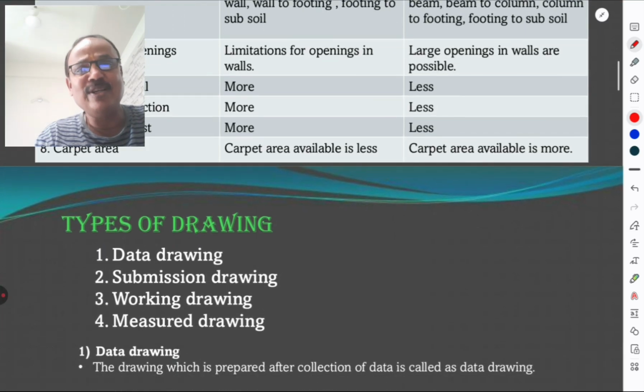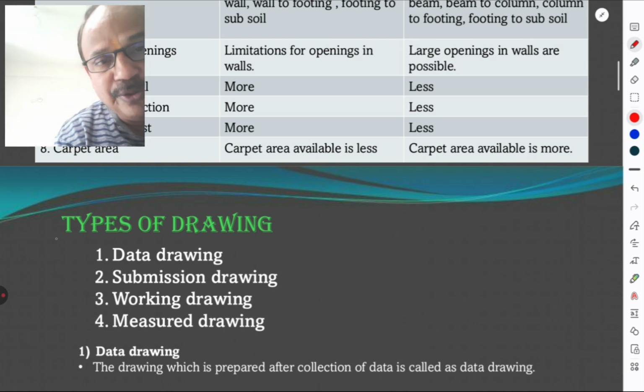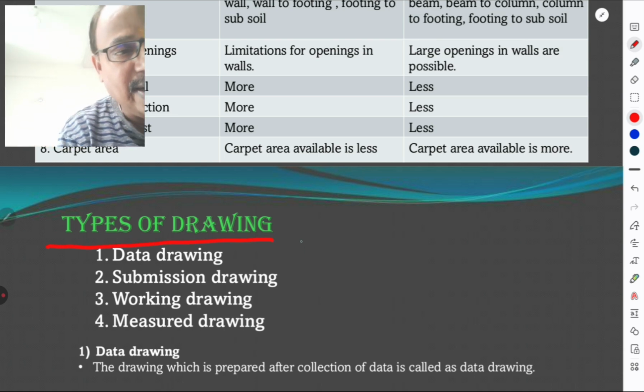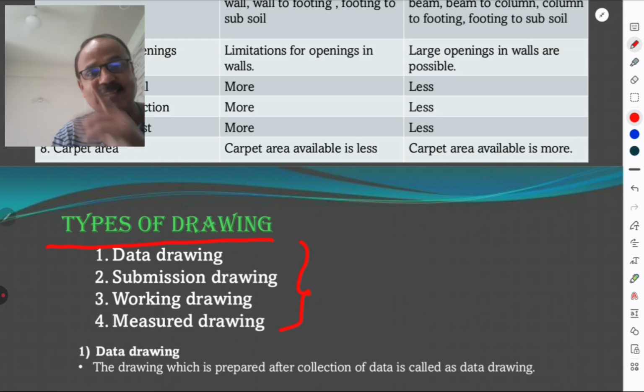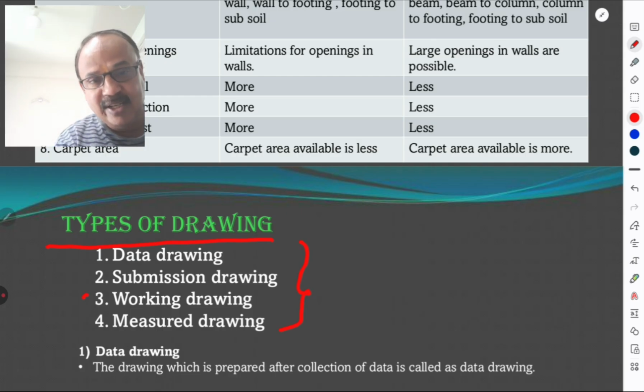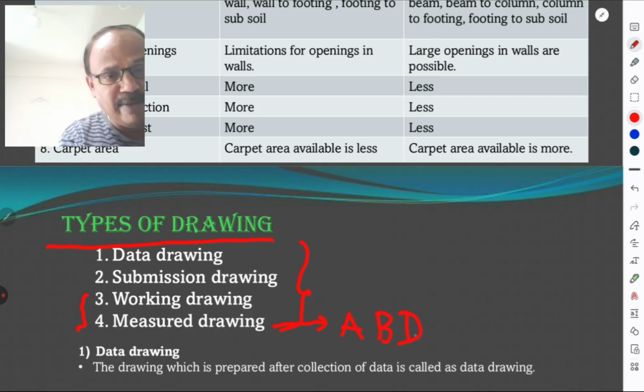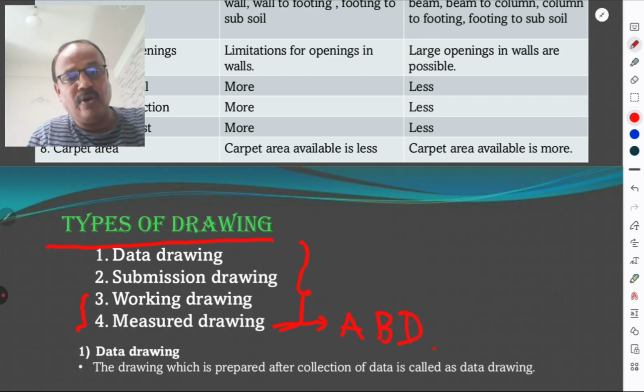Then we are going to discuss directly the type of drawings. The type of drawings are important. The first type of drawing is the data drawing, second is the submission drawing, third is the working drawing, and fourth is the measure drawing. This measure drawing is sometimes called as an as-built drawing. So it is a very important term, measure drawing or as-built drawing.